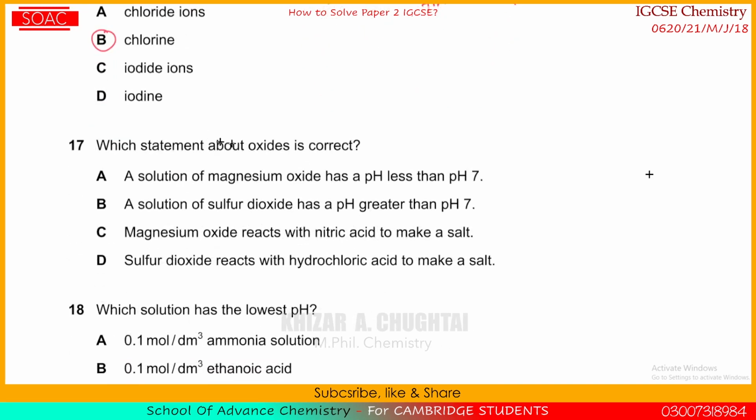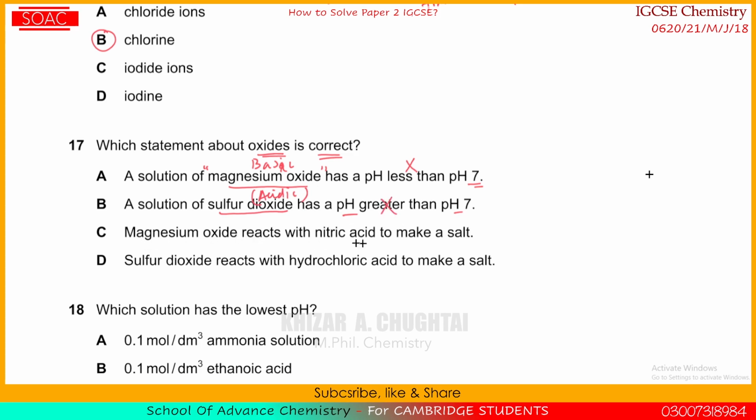Question number 17, which statement about oxides is correct? A solution of magnesium oxide has a pH less than 7. Magnesium oxide is a metallic oxide and it's basically a basic oxide, and its pH should be more than 7, not less than 7. A solution of sulfur dioxide has a pH greater than 7. This is basically an acidic, non-metallic oxide, and its pH should be less than 7.